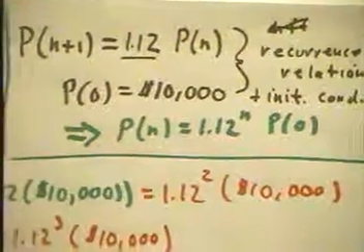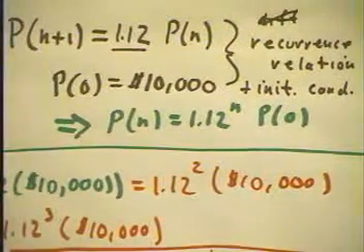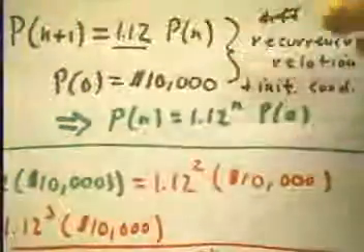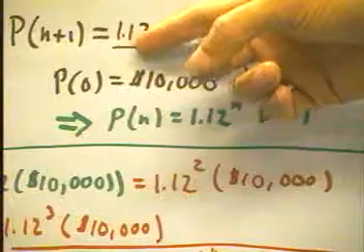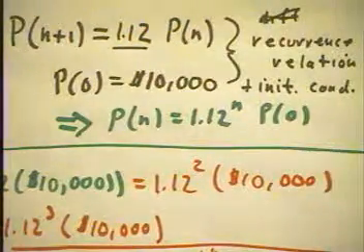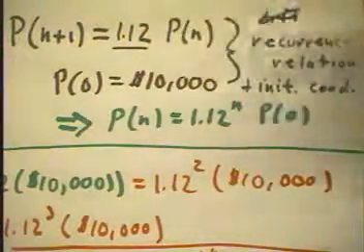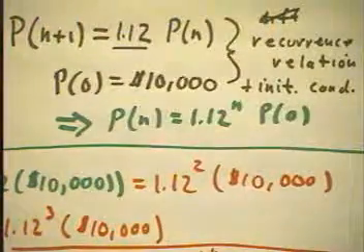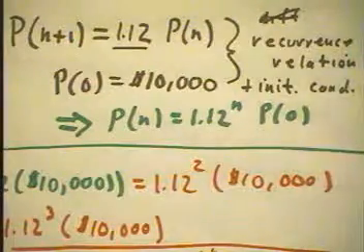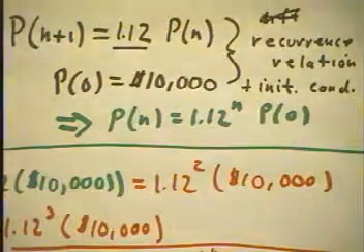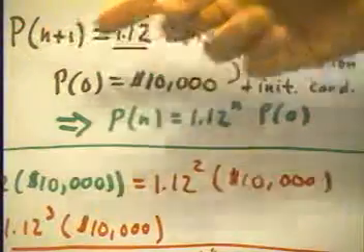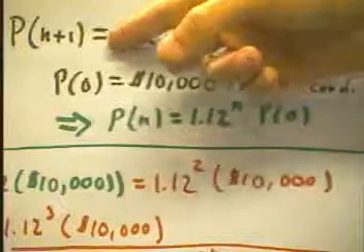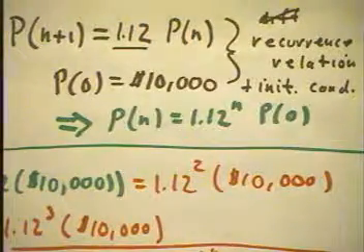There's a recurrence relation involved with this situation, and here it is. It says that P of n plus 1 is 1.12 times P of n. What does this say? Well, if P of n stands for the principal at the end of n years, then P of n plus 1 is going to be the principal at the end of n plus 1 years. And how do we get the principal at the end of n plus 1 years if we know the principal at the end of n years? Well, that's a 1-year span, so we multiply by 1.12.